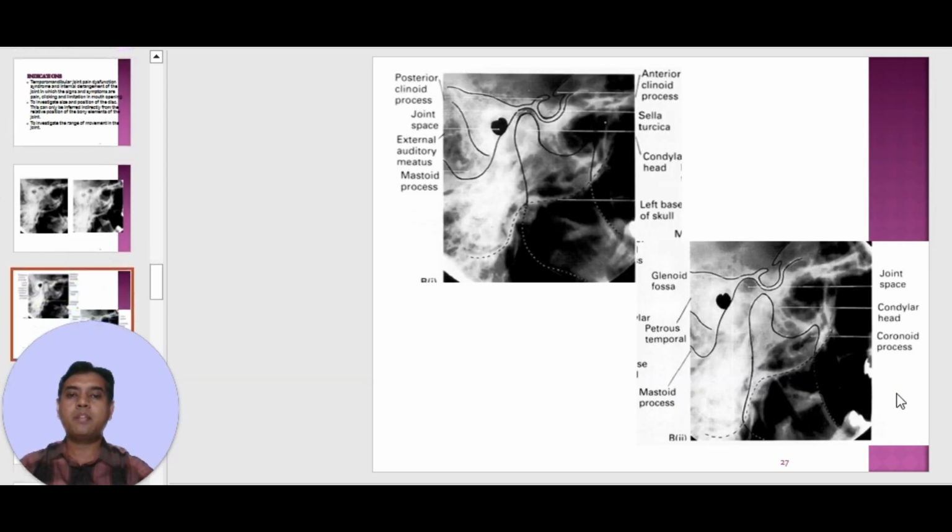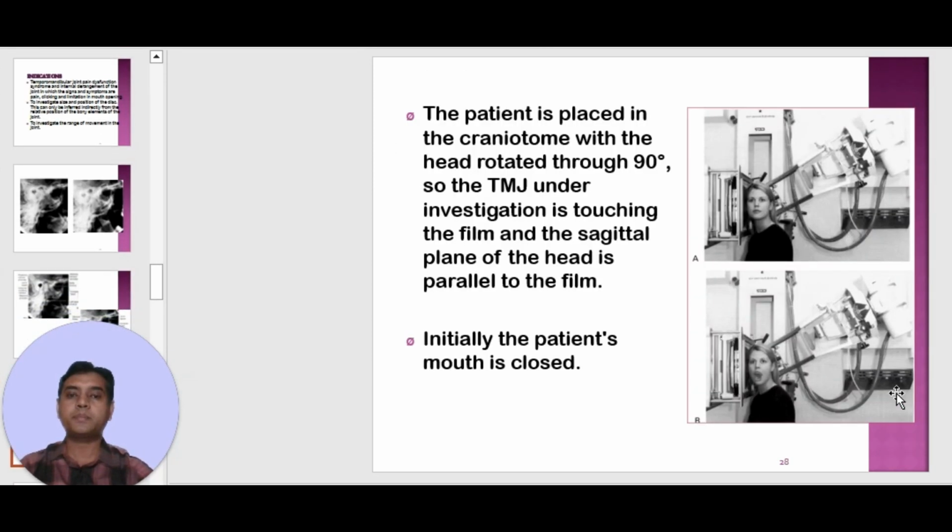This is the resultant image and various structures seen. The patient is placed in a craniodome with the head rotated through 90 degrees so that the TMJ under investigation is touching the film and the sagittal plane of the head is parallel to the film.